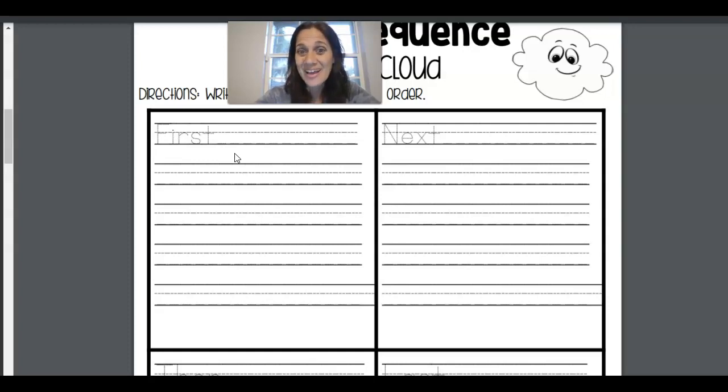So we're sitting the whole time and we are writing the order of our story and drawing pictures to match our sentence. When you are done, the sub will click the next slide. Sub, you can go ahead and pass out the story sequence for Little Cloud.